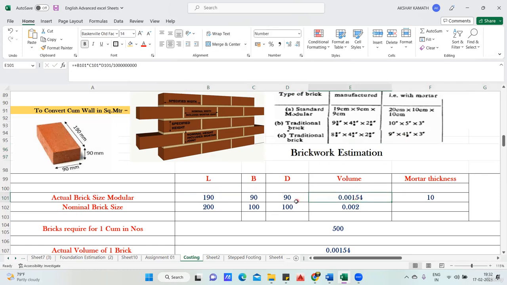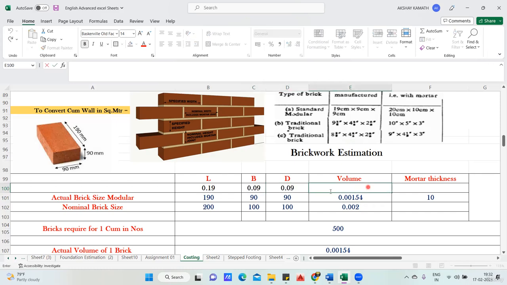So first you find the volume of this. This is in mm, this is in mm, this is in mm. I want the volume in meter. So what I have done, 190 by 90 by 90, and then you divide this entire thing by this much. Else you can do one more thing. Instead of writing in mm, you can write in meter also. So it will be 0.19. I'll write here. So this will be 0.09, and this will be 0.09.